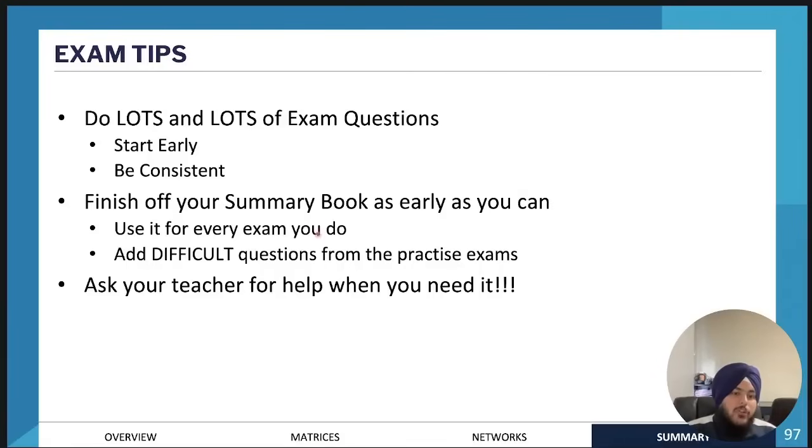Also, finish off your summary book as early as you can. These holidays are a really great time to finish off most of your summary book. And every exam that you do, add the difficult questions from the practice exams. So the summary book is not just for notes; it's also for difficult questions from the practice exams that you have done. And lastly, ask your teacher for help when you need it.